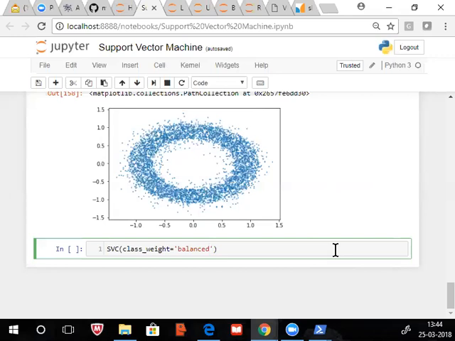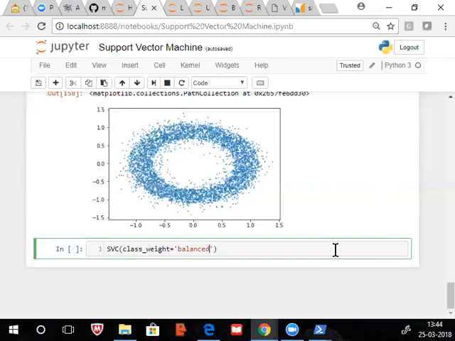So it takes in the entire data set into account. You remember the loss function, cost function? There, when somebody gets misclassified, the impact is equal. Here, in this case, it has more impact when there is a failure by the smaller class. Got it, right? That's how they balance it.